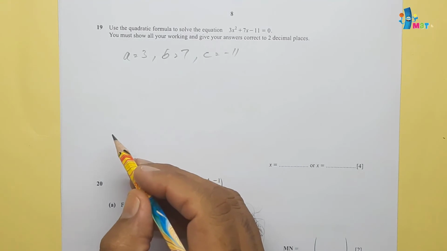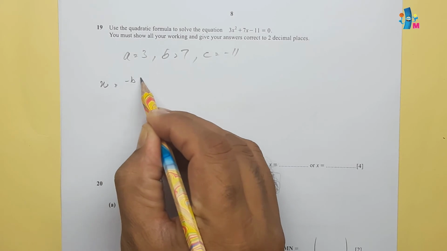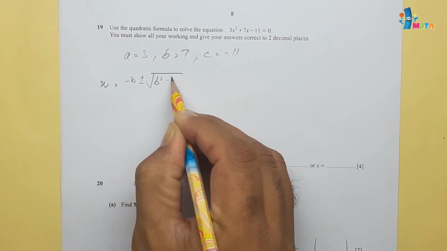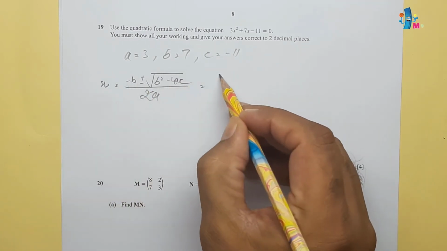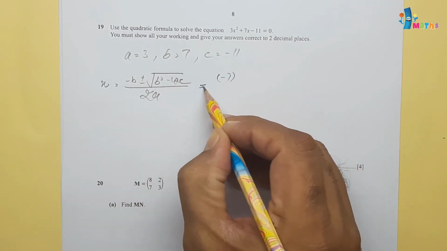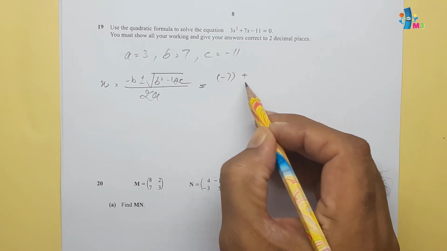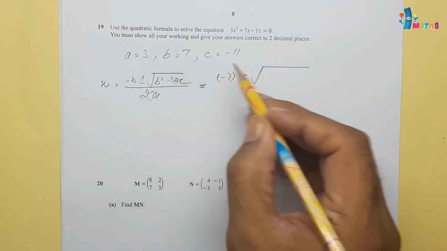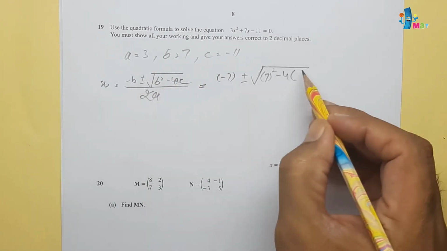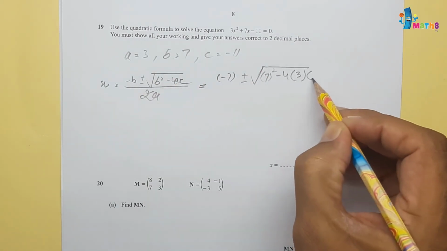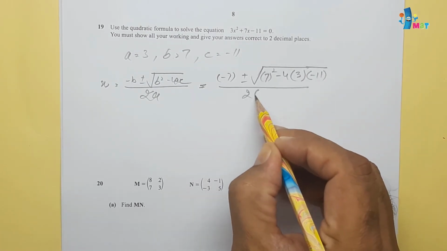Now we will replace these values in the quadratic formula, which is x is equal to minus b plus minus square root of b square minus 4ac over 2a. So minus b means minus 7. We always replace values in brackets. So plus minus b square means 7 squared, minus 4a will be 3, and c will be minus 11, divided by 2a, which is 3.